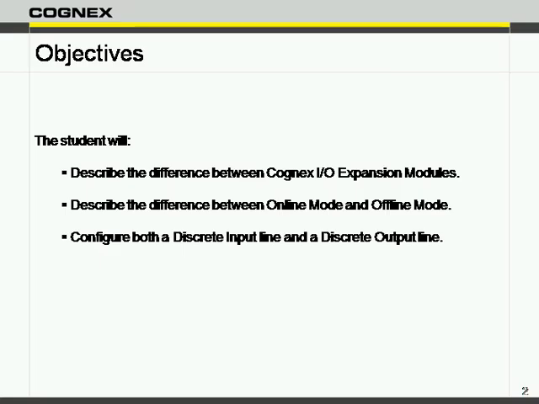What we'll be covering is the differences between the different input-output expansion modules, some of the differences between online mode and offline mode, what that means to you and the significance to the camera. And we'll be doing some configuration of the discrete input line and the discrete output line.